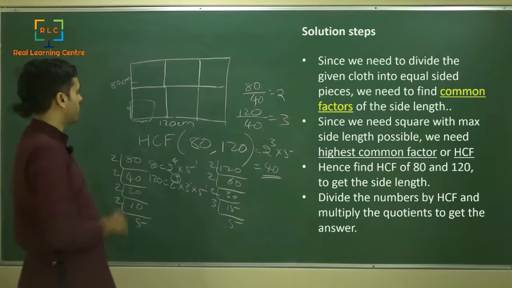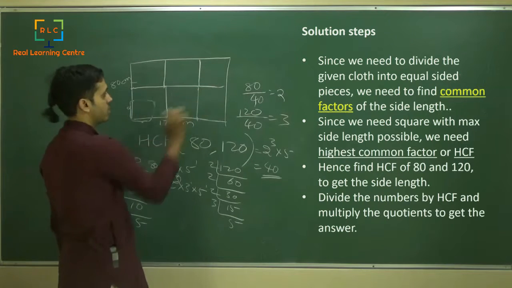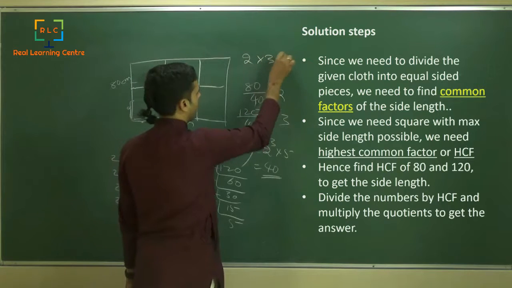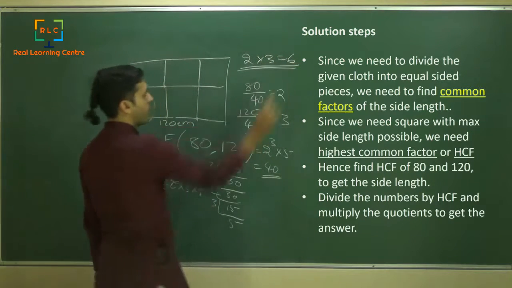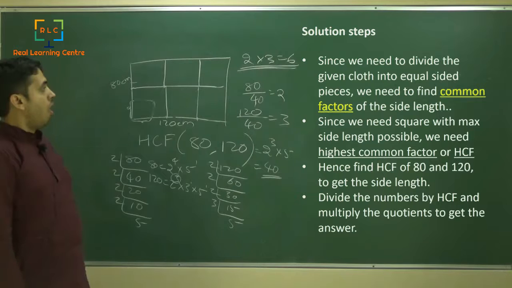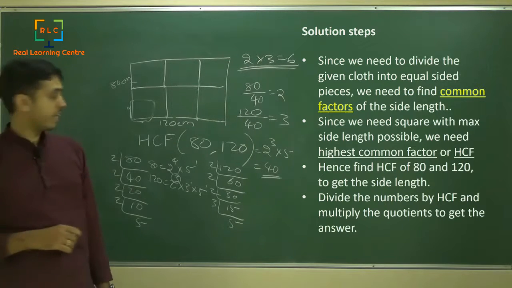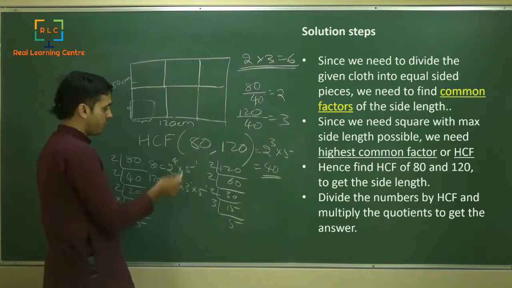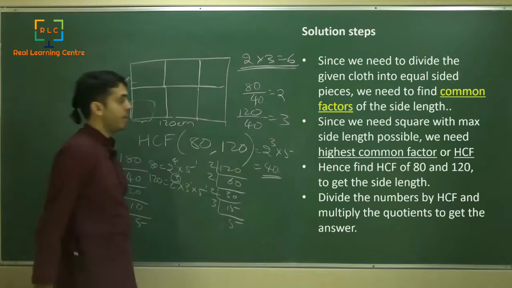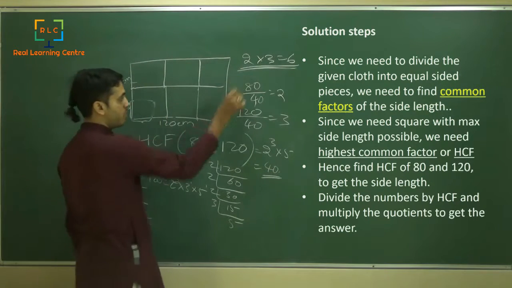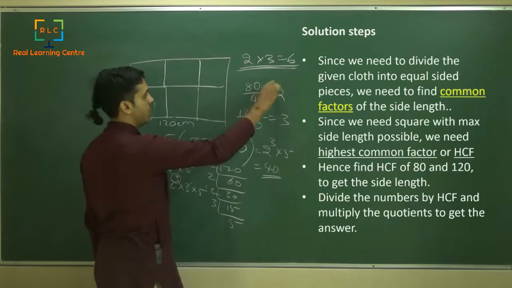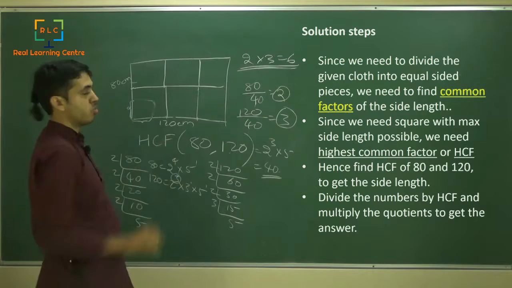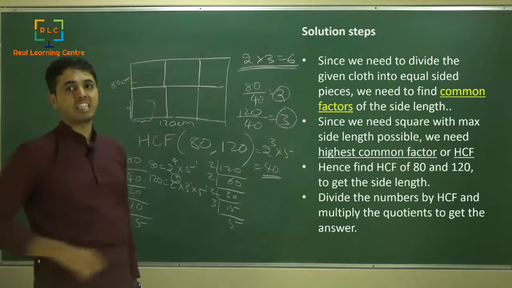Now what is the total number of handkerchiefs? 1, 2, 3, 4, 5, 6, nothing but 2 into 3. So the total number of handkerchiefs is 6. How did I get the answer? Very simple. Given the numbers, find the HCF. After finding the HCF, it's 40. I divide each number by the HCF, and you get the quotients. Multiply the quotients, you will get the total number of handkerchiefs.